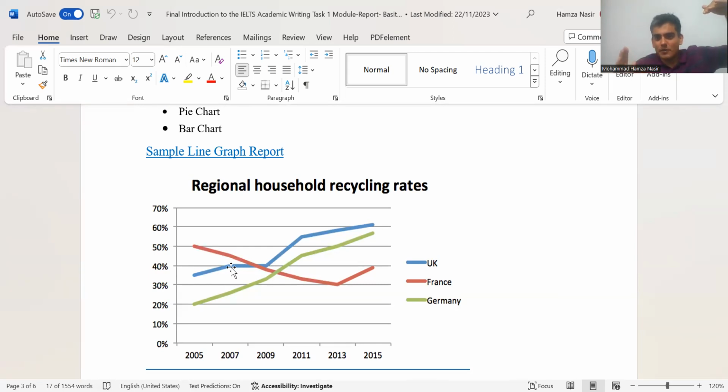The final destination is 40%. So overall, there have been some fluctuations, but for France, the value has gone down from 50 to 40% if you talk about initial and final points.